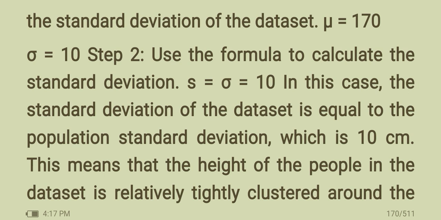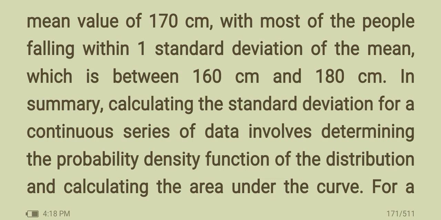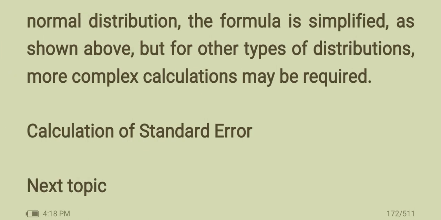Standard deviation of the data set is equal to the population standard deviation, which is 10. This means that the height of the people in the data set is relatively tightly clustered around the mean value of 170 centimeters. After that, we will be calculating the standard deviation for continuous series of data involving the probability density function of the distribution and calculating the area under the curve. For a normal distribution, the formula is simplified as shown above, but for other types of distribution, more complex calculations may be required. Next is the calculation of standard error.